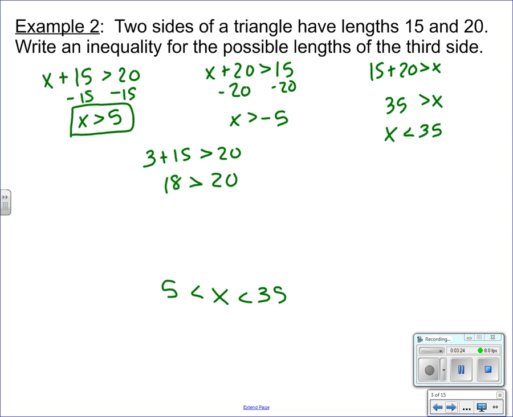Let me show you guys a hint on that, or another trick. x is less than, take the two sides and add them. x is greater than, take the two sides and subtract them. So therefore we get 35 and 5.